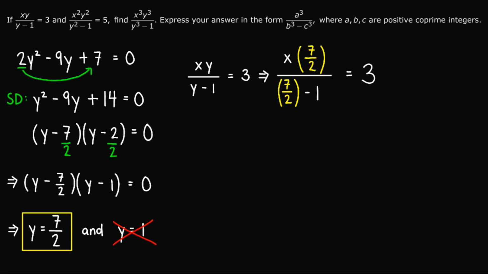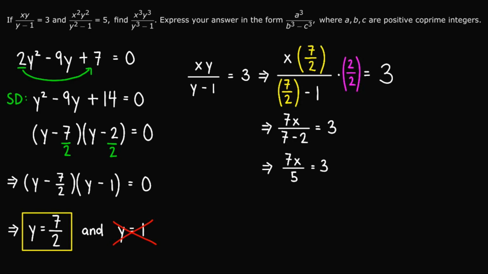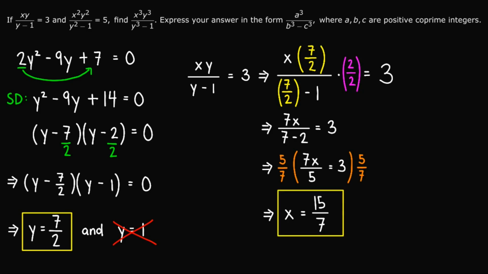To simplify things, we can multiply by 2 over 2 to remove these denominators. And so we'll get 7x over 7 minus 2 equals 3. Simplifying the denominator, we'll get 7x over 5 equals 3. Now to obtain x, we multiply 5 over 7 on both sides, and so we'll have x equals 15 over 7. So far, we already have the values for x and y.